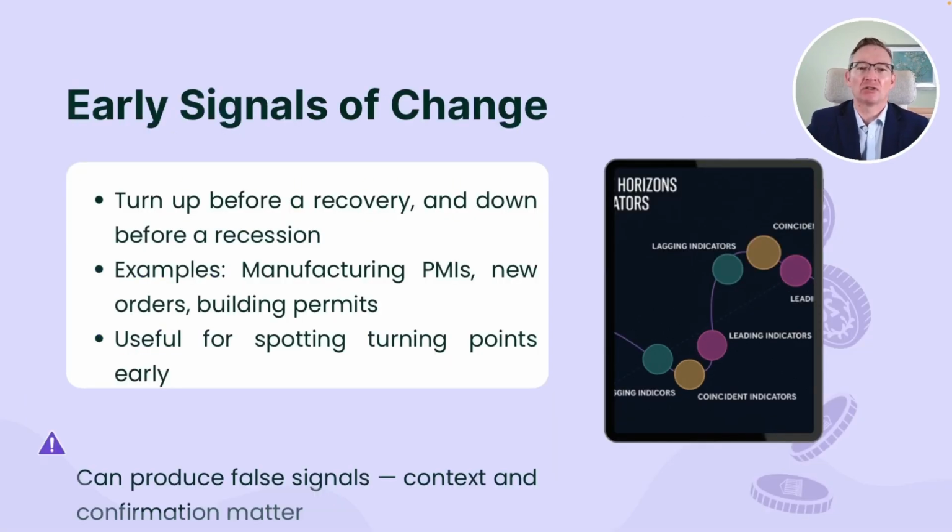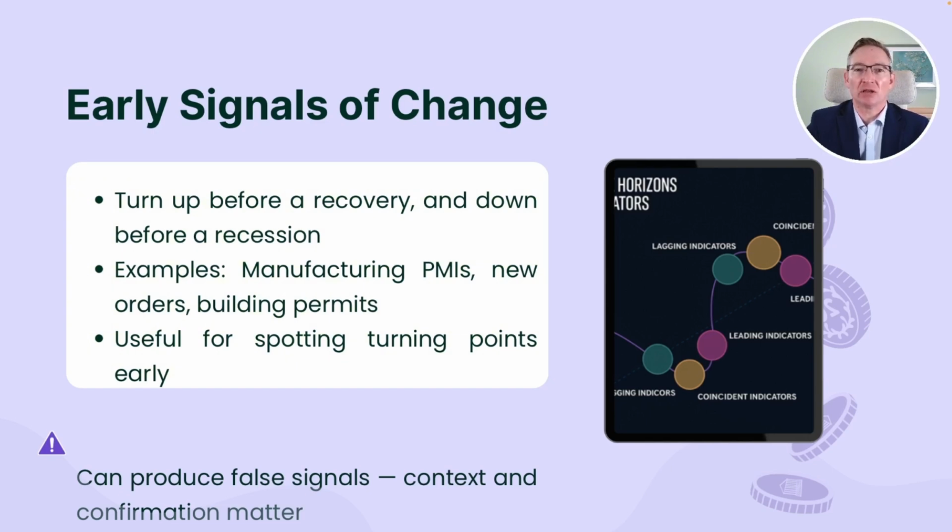So let's start with leading indicators. Leading indicators are our early warnings. They tend to shift before the actual economy does. They tend to turn upward before a recovery, and they tend to turn downward before a slowdown. Very common examples would be manufacturing PMIs, services PMIs, new orders, building permits.